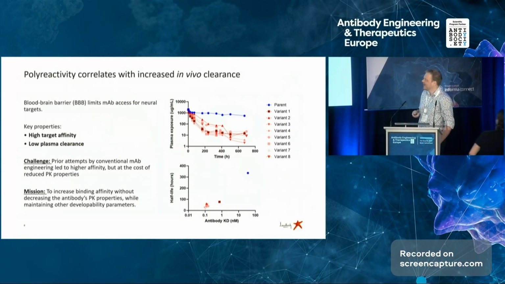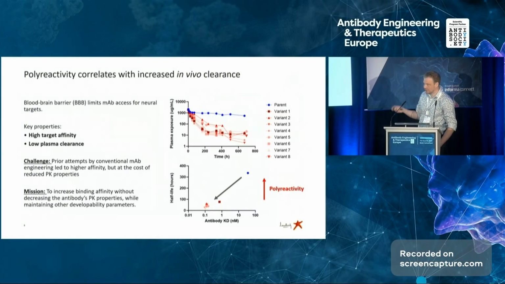Whenever we affinity matured, we would increase the affinity to targets, and we would also see that the clearance would increase. So that is, you can catch it here. We have the parent, and we have some of these affinity matured variants, and we can see that the clearance here is much faster. And down here we have the half-life against the antibody KD. So whenever we increase the affinity down to lower values, we would actually see an increase in clearance.